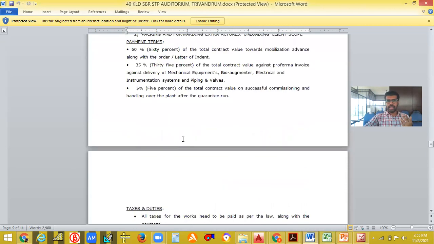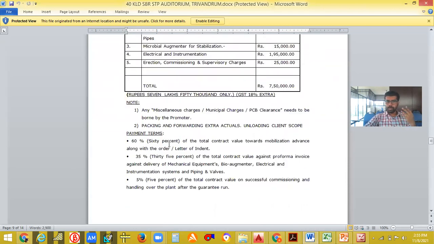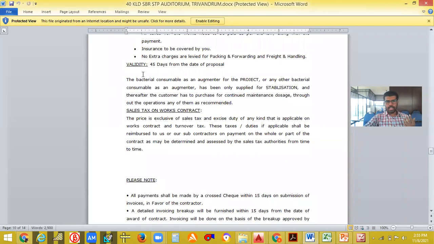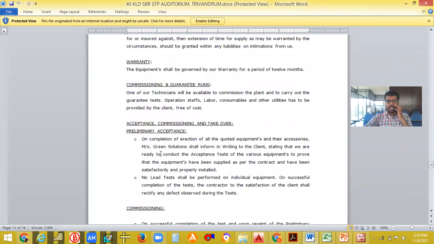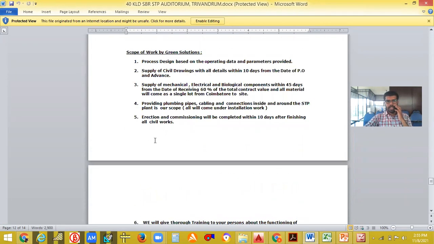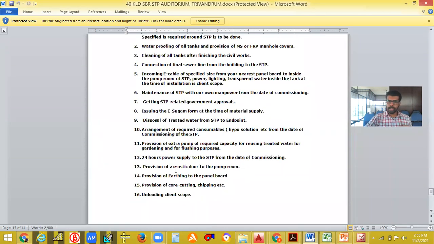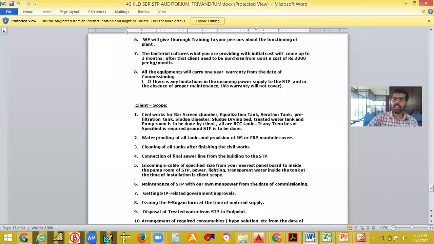Okay, and their payment terms, 60% initial, all those things will be given. Tax and duties, validity, 45 days from the date of proposal. And these are the different things that will be shown. Line scope, civil work, waterproofing, cleaning of all tanks. All those line scopes will also be mentioned. So when we ask for a quotation, they have to give all this information to us.